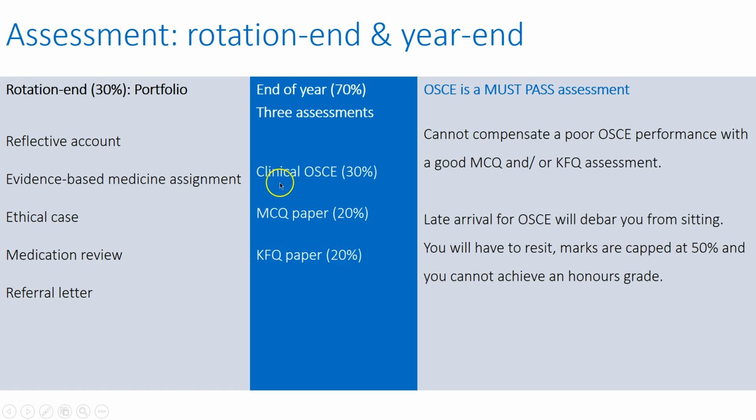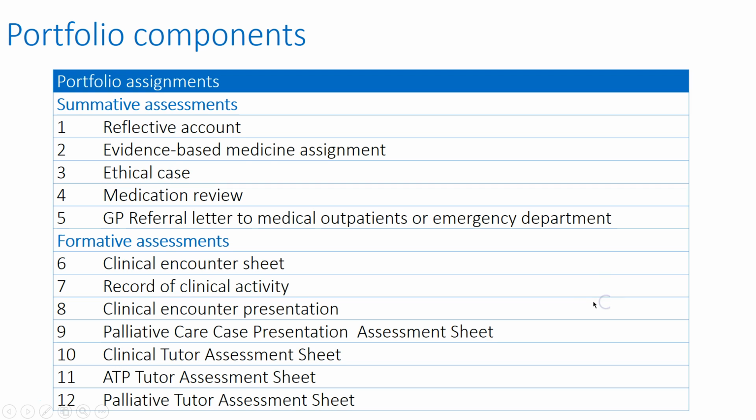Now, a word of warning. The clinical OSCE is a must pass. Fail the OSCE and you fail the entire thing. You cannot compensate for a poor OSCE with good MCQ and KFQ results. Cannot. If you arrive late for the OSCE and this has happened, you will be debarred. If you're debarred, you failed. If you failed the OSCE, you failed everything. You have to resit. Your marks are then capped. You cannot achieve an honors grade. You must be very clear about this at the outset.